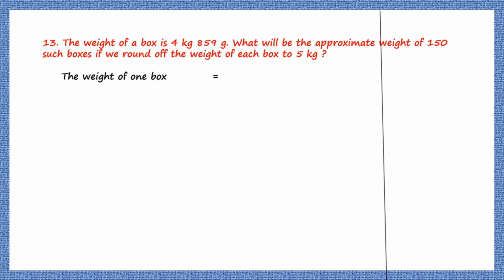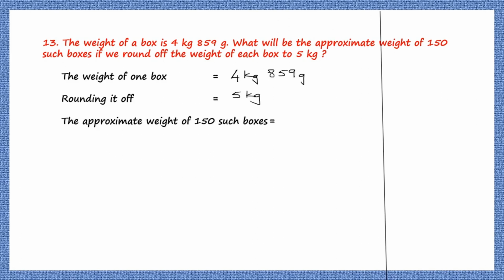So let's begin by writing the weight of one box. Given to us is 4 kilograms 859 grams. Now we have been asked to round it off, so we have only 5 kg. So instead of 4 kg 859 grams, we are writing 5 kg because we've been asked to round it off to 5 kg. Now we have to find the weight of 150 such boxes. So the weight of one box is 5 kg. The weight of 150 such boxes will be 150 boxes into 5 kg.